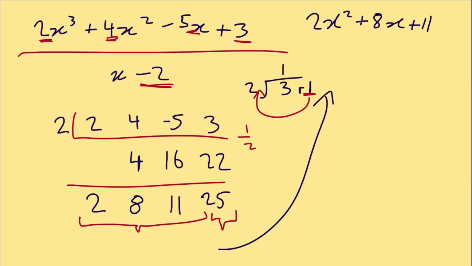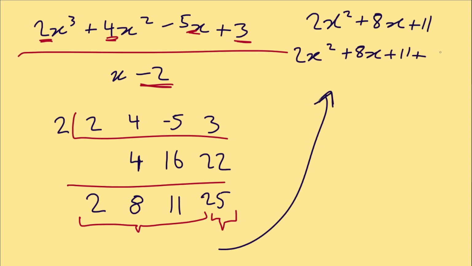I know I explained that very quickly, but I would assume that you know that because that's long division. If you don't, it's okay. You write it as 2x squared plus 8x plus 11 plus 25 over x minus 2. X minus 2 is this thing here.